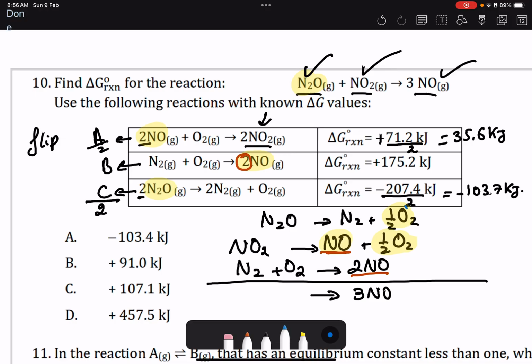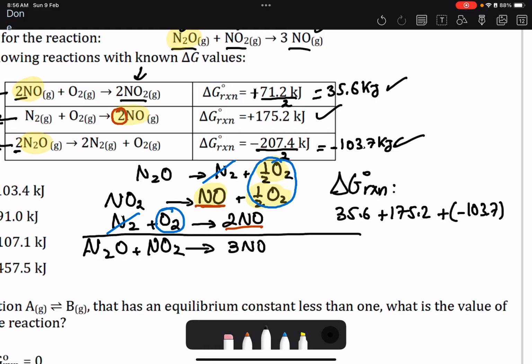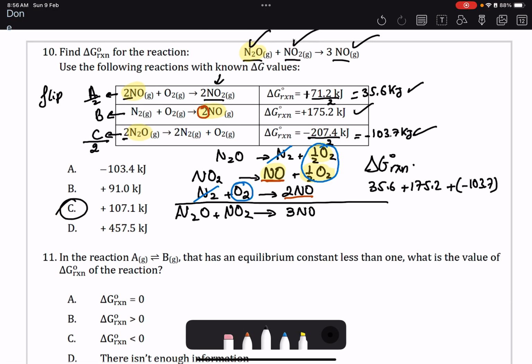And I have here half O2 plus half O2, that is 1 O2, and the 1 O2 from this side, being common, will be cancelled. Same thing, N2 and N2 will be cancelled because they are present at opposite sides. So the final equation is N2O and NO2 giving this one, exactly as expected. So the final delta G of this reaction is going to be the summation of the 3: 35.6 and 175.2 and negative 103.7. So the answer is C.